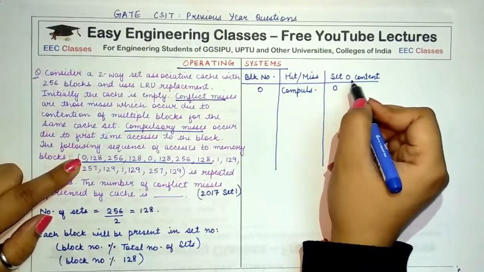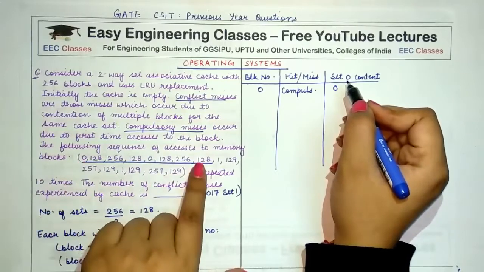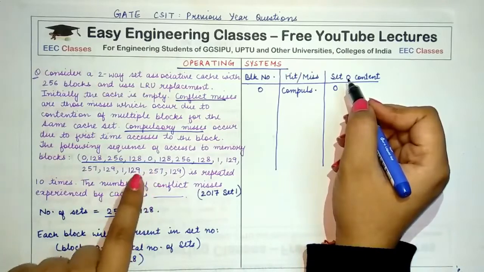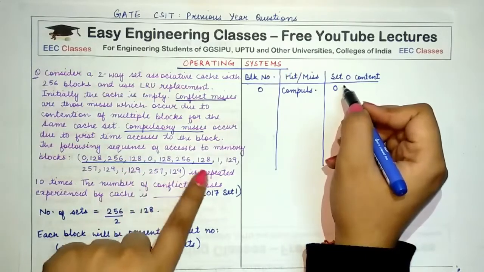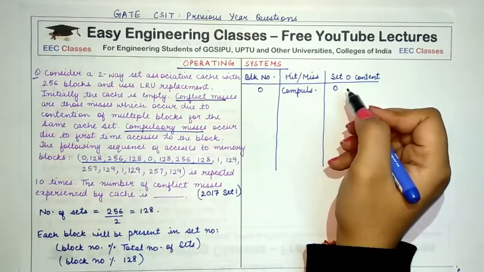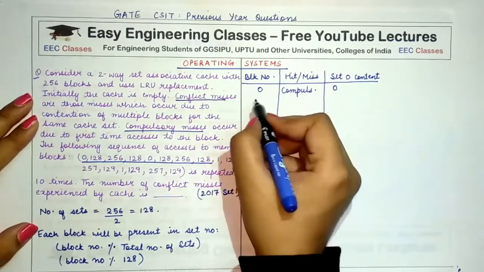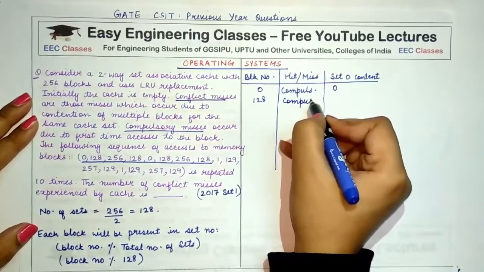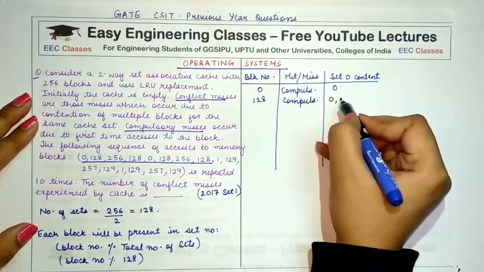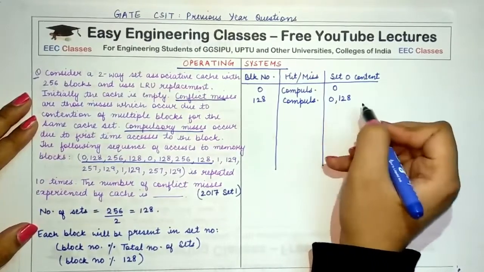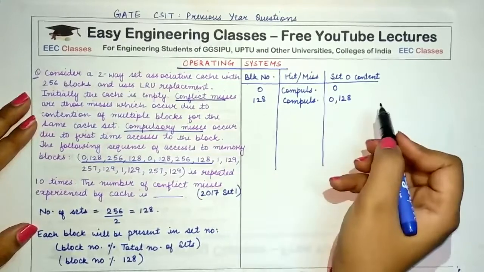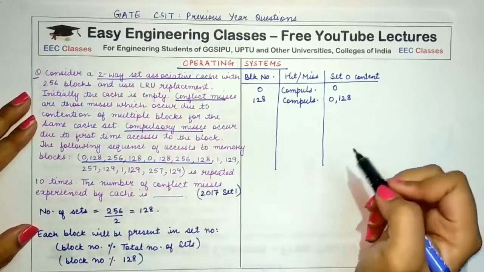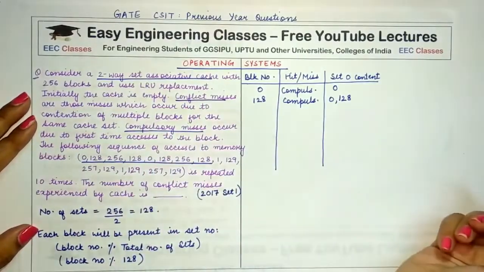Why am I writing set 0? Because these are all those blocks whose block number modulo 128 would result in the value 0, and all of these blocks will be contenders for set 0 itself. Now when 128 has to be brought, it is again a compulsory miss because 128 was not present, and since 128 was not present, it has to be brought in. Now you have to remember, since it is a two-way set associative cache, only 2 blocks will be present per cache line.